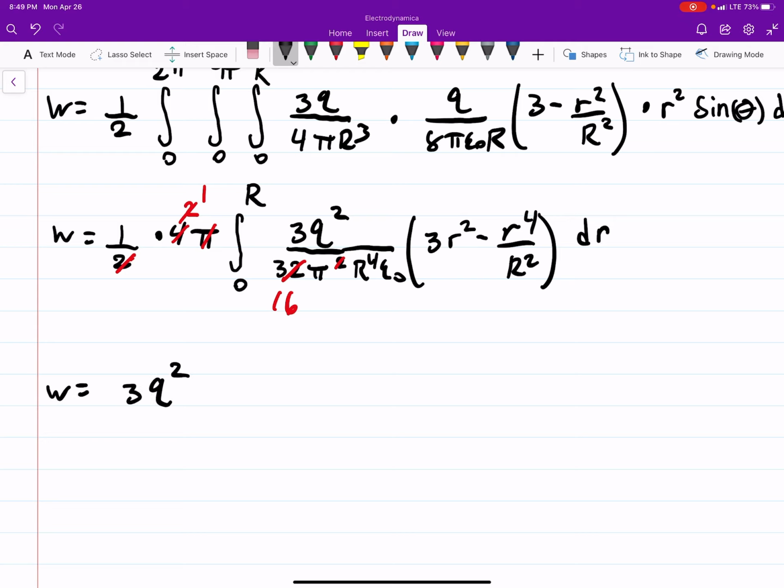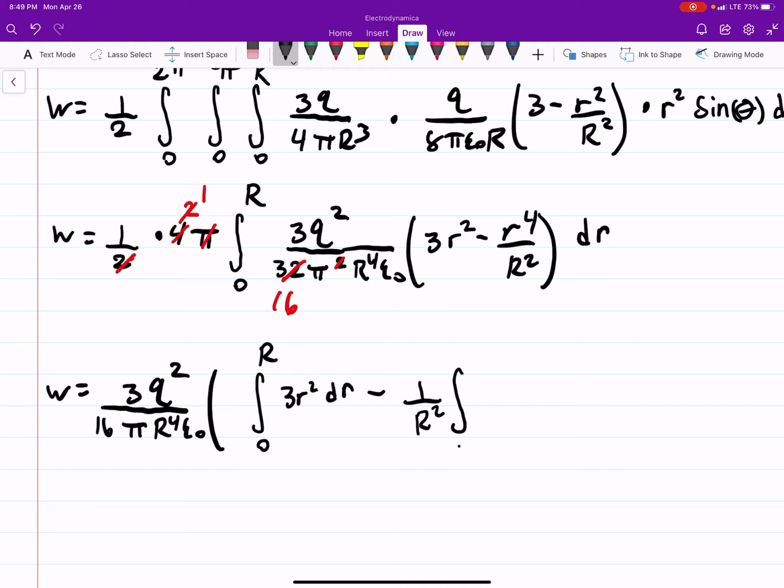3Q squared over 16 pi R to the 4th epsilon naught, so I'm factoring out what's constant, and then I'm just going to break this up into 2 integrals. The integral from 0 to R of 3R squared dr minus 1 over R squared, the integral from 0 to R of r to the 4th dr. So just using linearity there to make this integral a little easier to do.